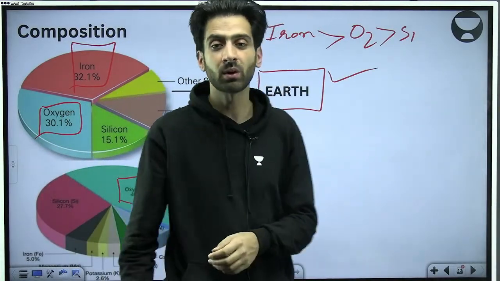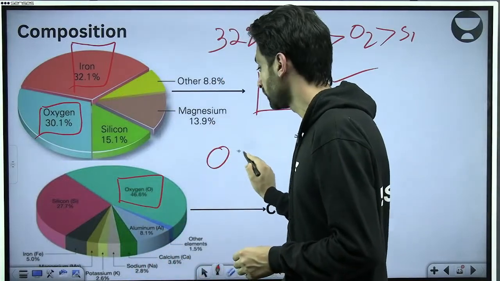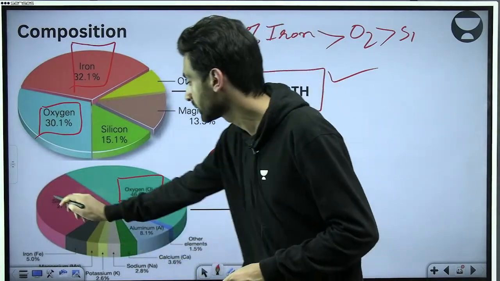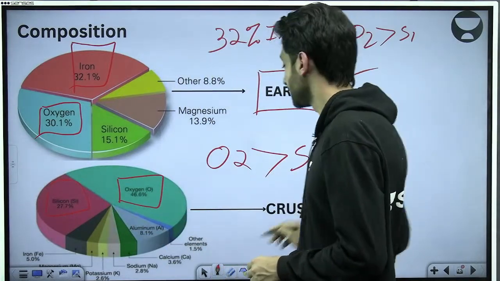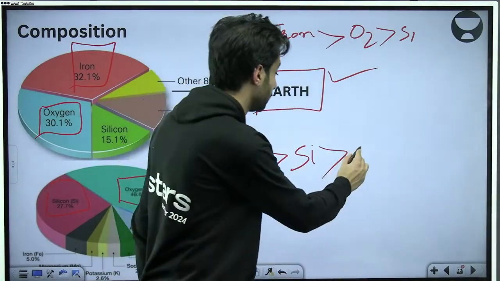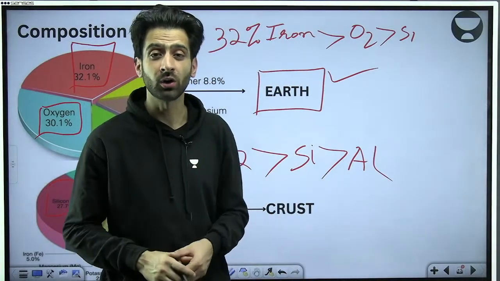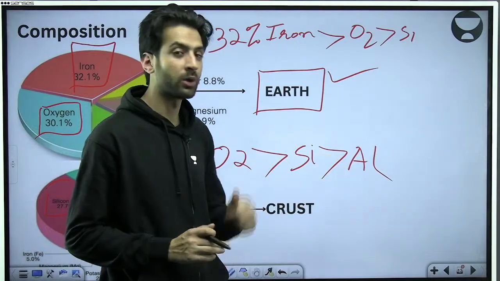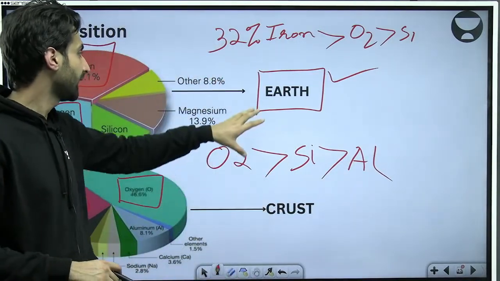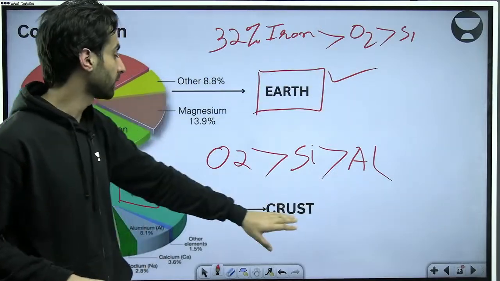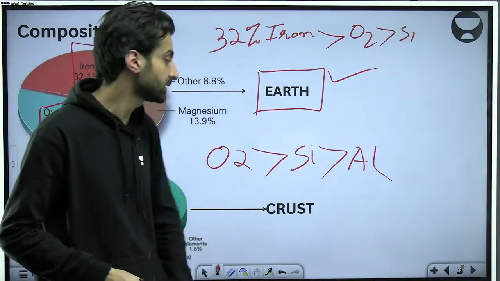Now if you're asked about the crust only, then you should know that it is oxygen, followed by silicon, and then aluminium. Why aluminium? Because I've already told you it's mostly composed of silicon and aluminium. This is very important to know, how it varies from entire earth to crust. For the entire earth, this is your sequence, and for the crust only, this is your sequence. So that is the composition of the earth's interior.